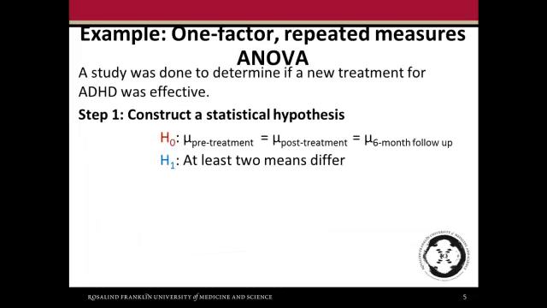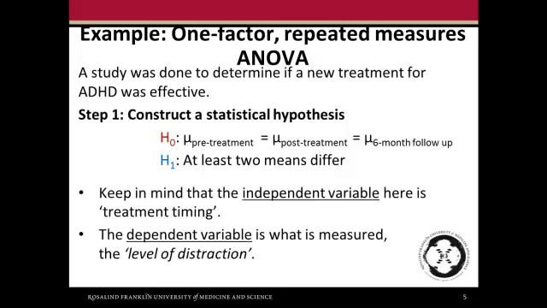So we'll work through an example with this one-factor repeated measures ANOVA. There was a study done to determine if a new treatment for attention deficit disorder, ADHD, was effective. Step 1 is to construct our statistical hypothesis. So we have our mean pre-treatment value, then we have our post-treatment value, and then after a 6-month follow-up. And I'll talk a little bit more about this exact experimental design in a second when we get to the data collection part. And our alternative hypothesis is that at least 2 of these means are going to differ.